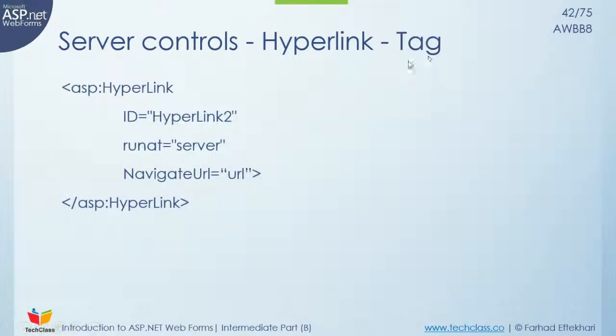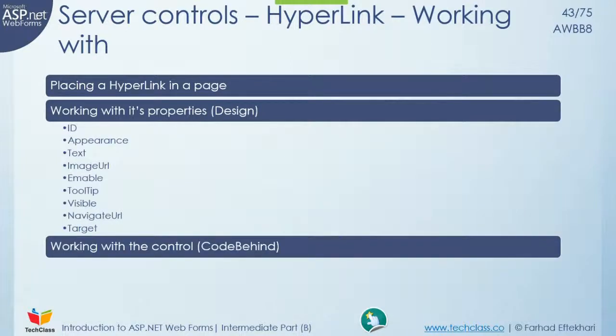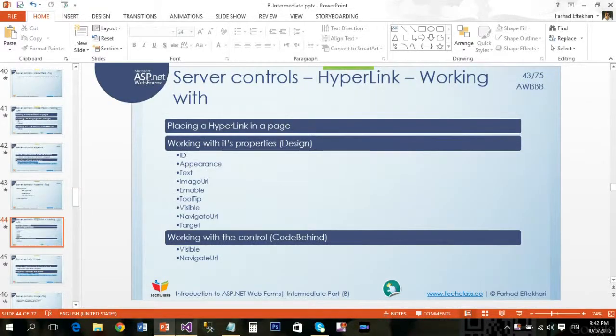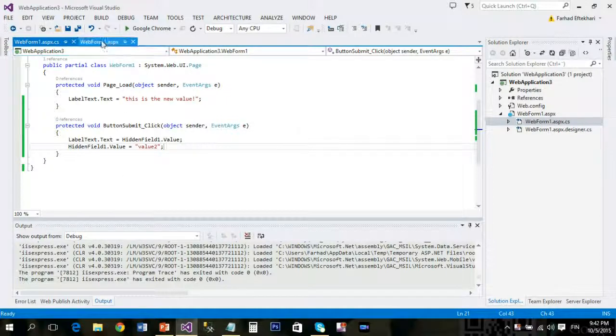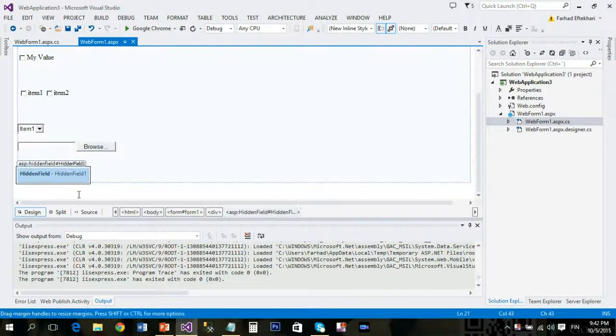And here is the tag that we have to use if we want to place a hyperlink inside of our web form. So the type is hyperlink, ID, run at server, and then that URL that we are looking for. So let's see if we are able to work with this control in the design section and code behind section. So first of all, I will select one hyperlink control and place it here.